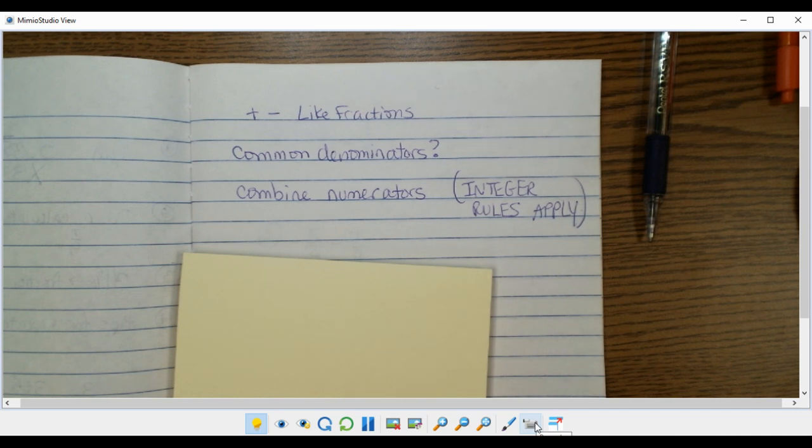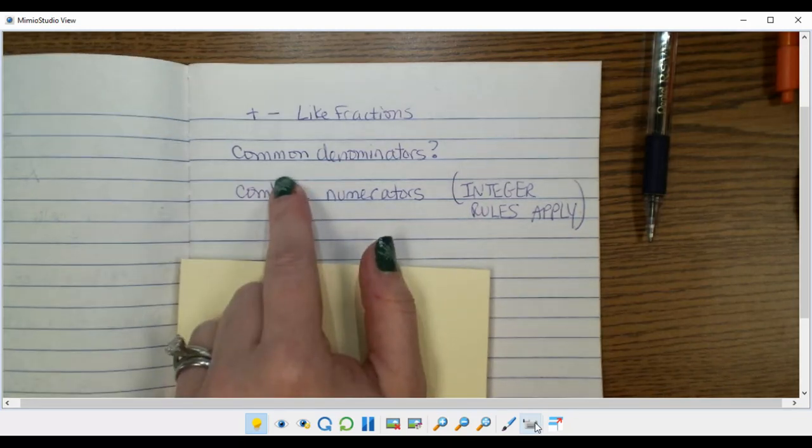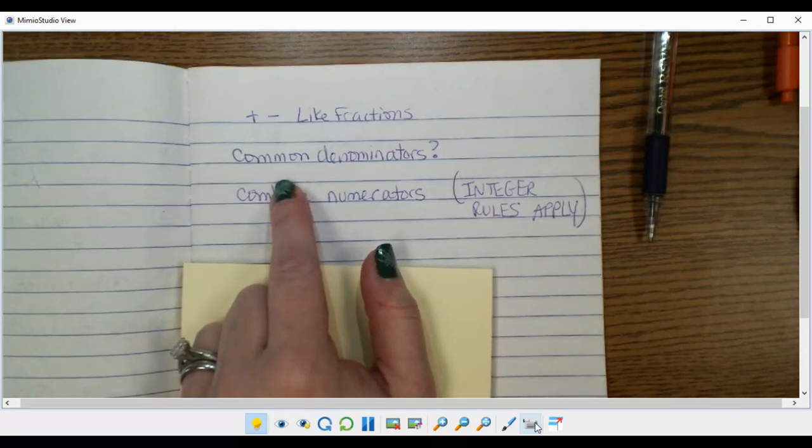So today we're going to talk about adding and subtracting like fractions, or fractions that have common denominators. Because they already have common denominators, it's really just going to be an addition or a subtraction problem. You're going to find, however, that integer rules are going to come into play for this. So when you see fractions and you're asked to either add or subtract them, you need to ask yourself, do I have common denominators? Today the answer will be yes.